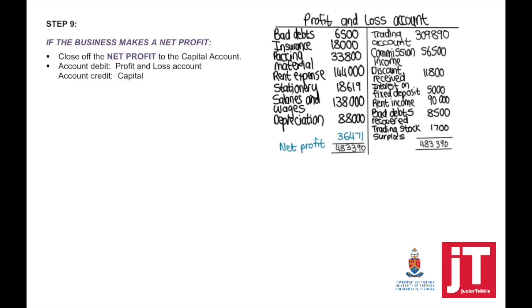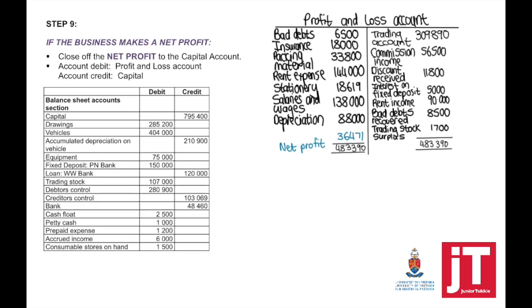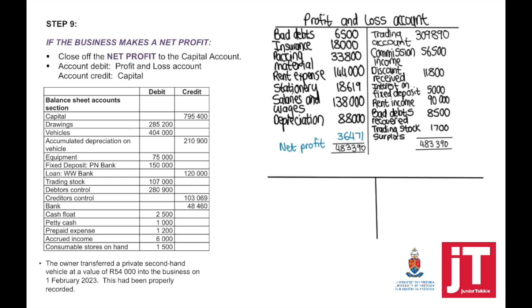Step number 9, the business made a profit. Whether the business made a profit or a loss, irrelevant, the net profit or loss is taken to the capital account. This is why we say all income and all expenses affect the owner's equity. Capital is regarded as an owner's equity account. In this case, the business made a profit.